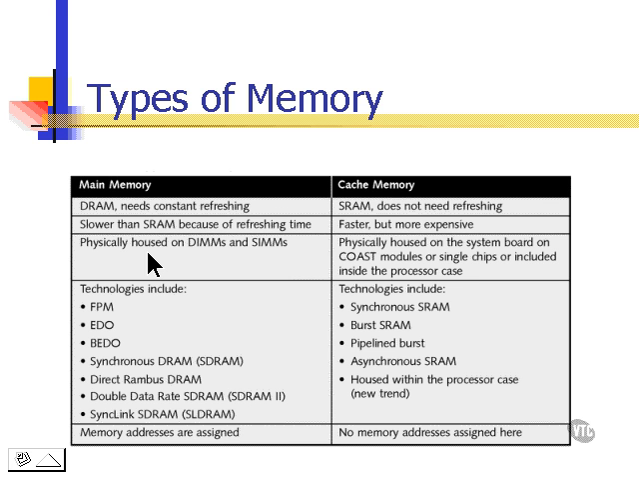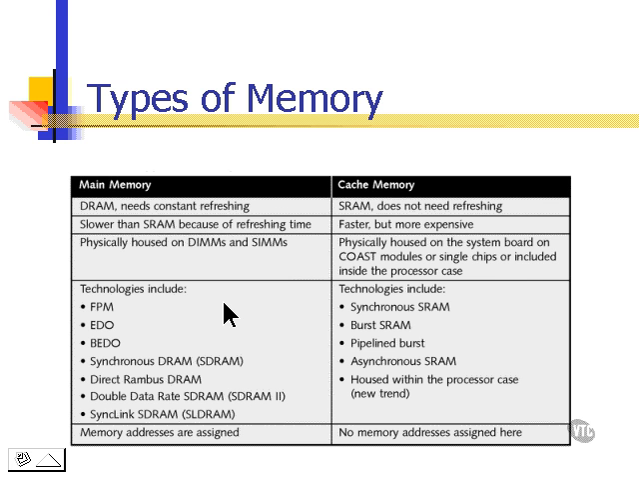Main memory, DRAM, is physically housed on DIMMs and SIMMs, which we'll talk about in just a minute. Cache memory is physically housed on the system board in either a COAST module, cache on a stick, or in a single chip that's included inside the processor case.